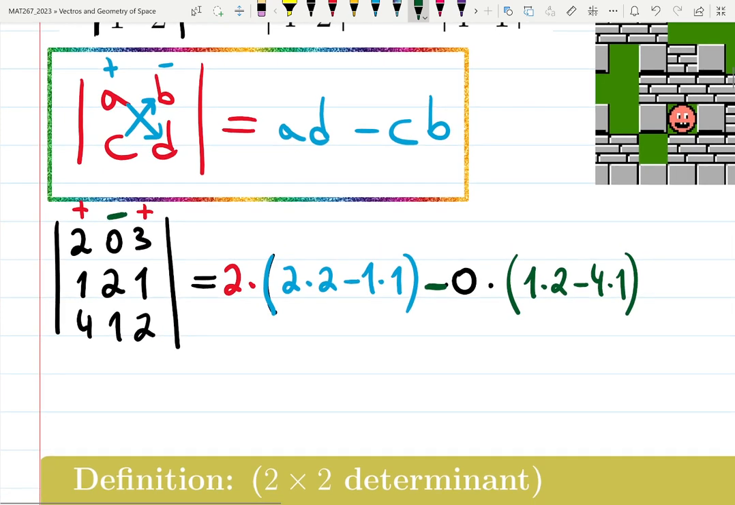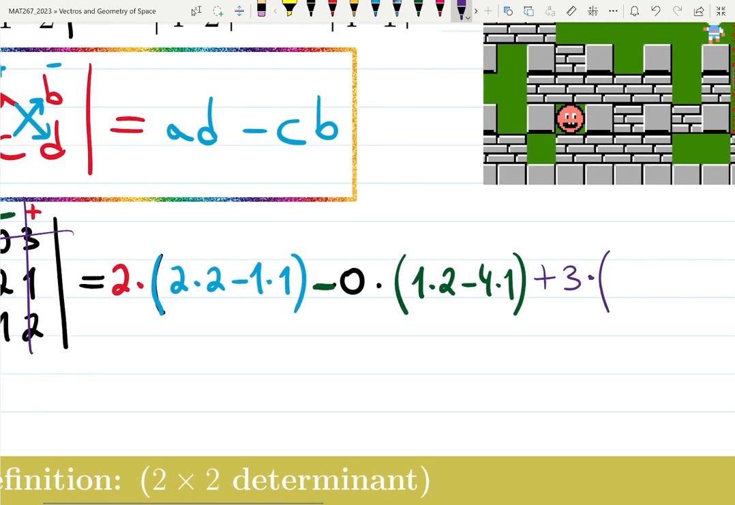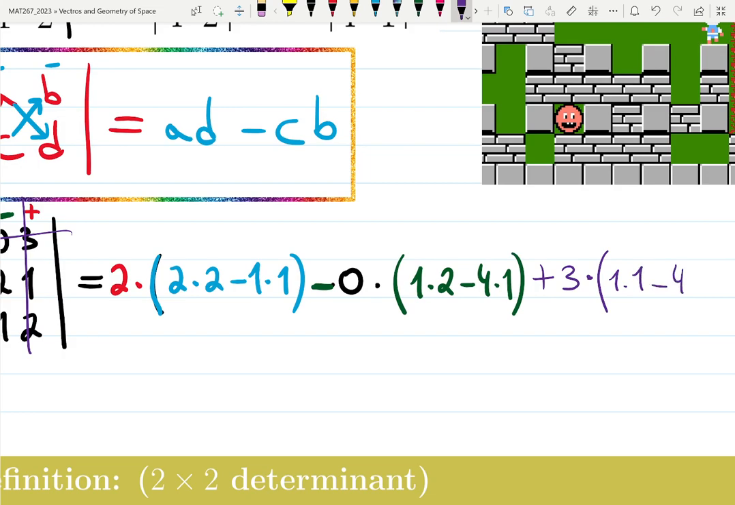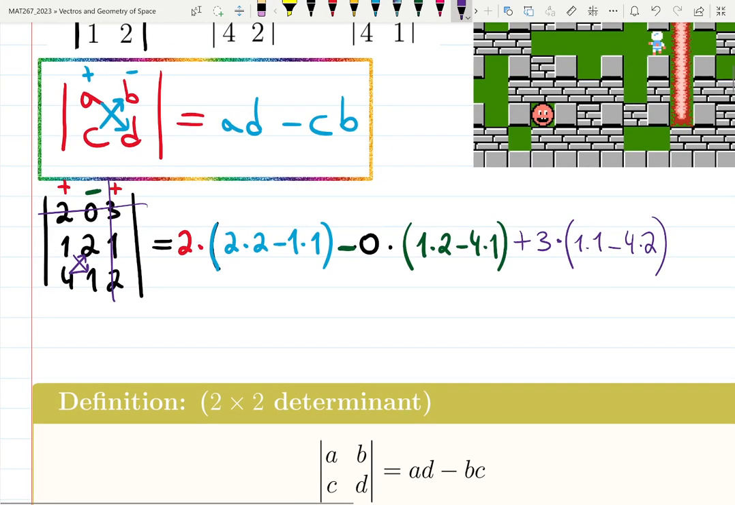And the last one is plus. Let's put it in a different color. Plus 3. This is the matrix 1, 2, 4, 1. The determinant will be 1 times 1 minus 4 times 2. And then you calculate the answer, and you calculate carefully. The answer is minus 15.